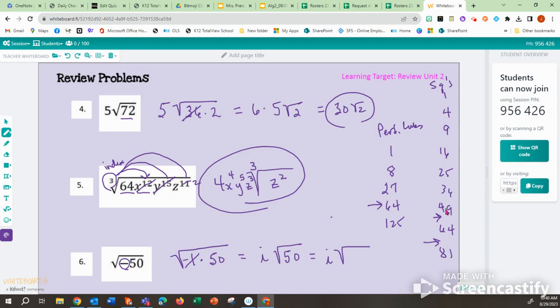So will 49 go into 50? No. Will 36 go into 50? No. Will 25 go into 50? Yes, it will, 2 times. So I'm going to rewrite 50 as 25 times 2.